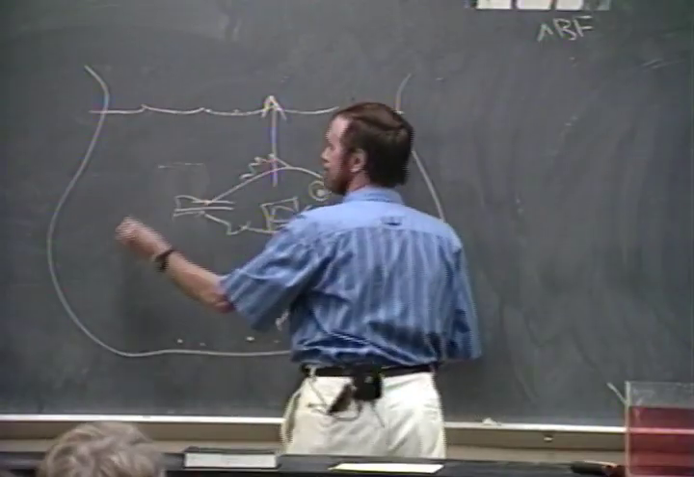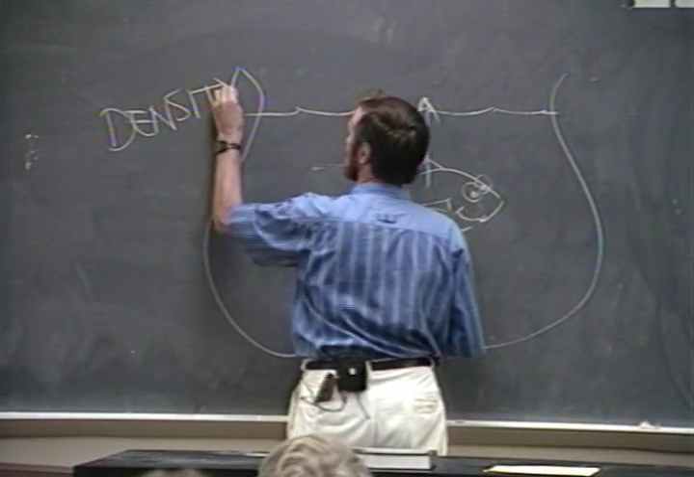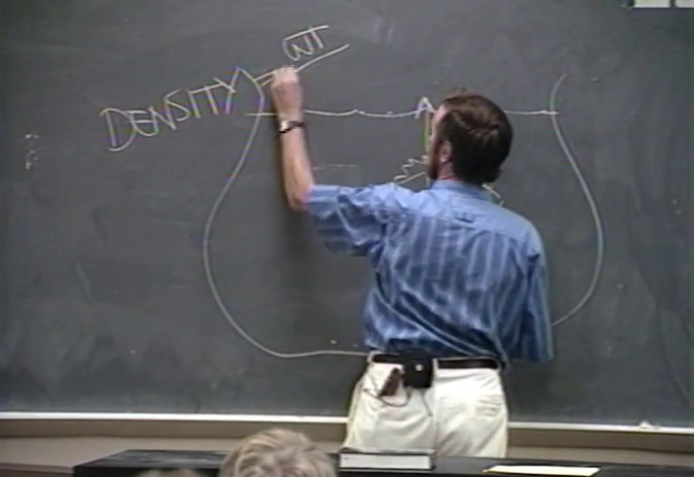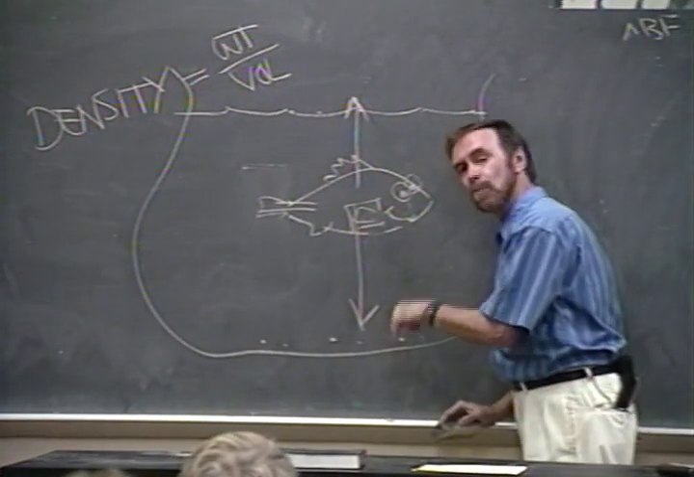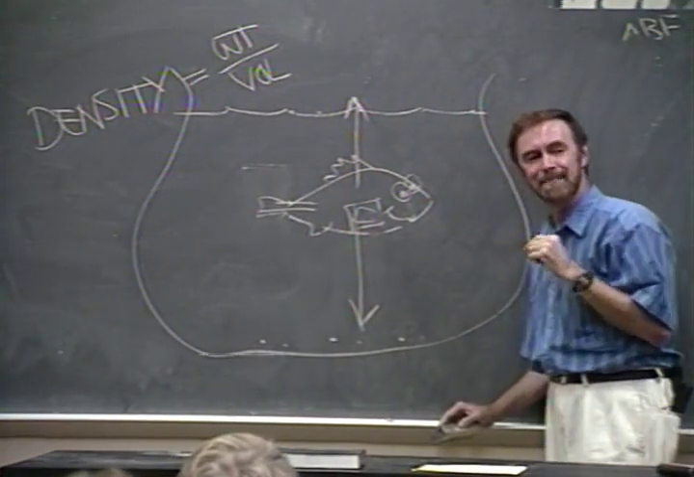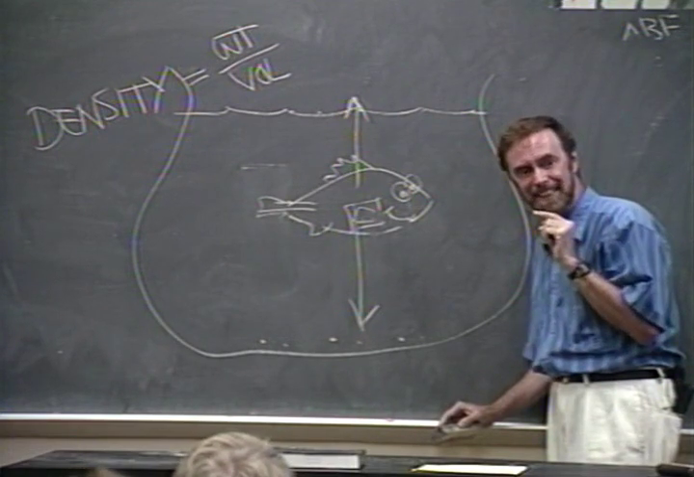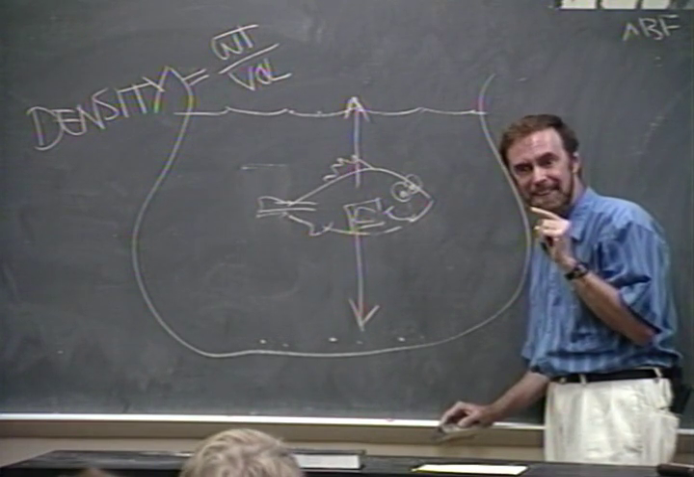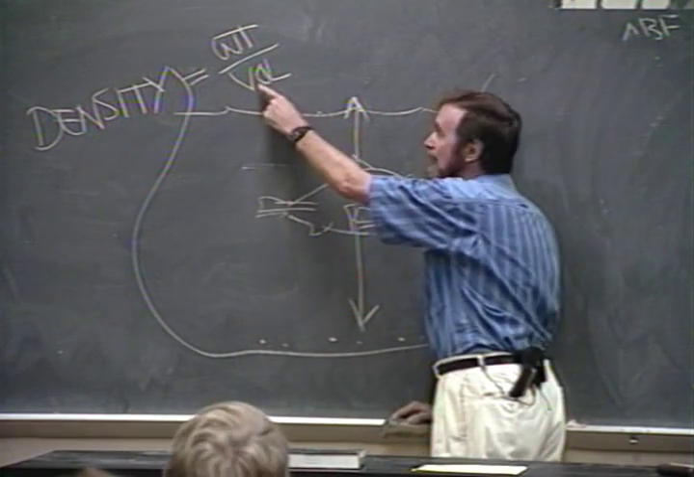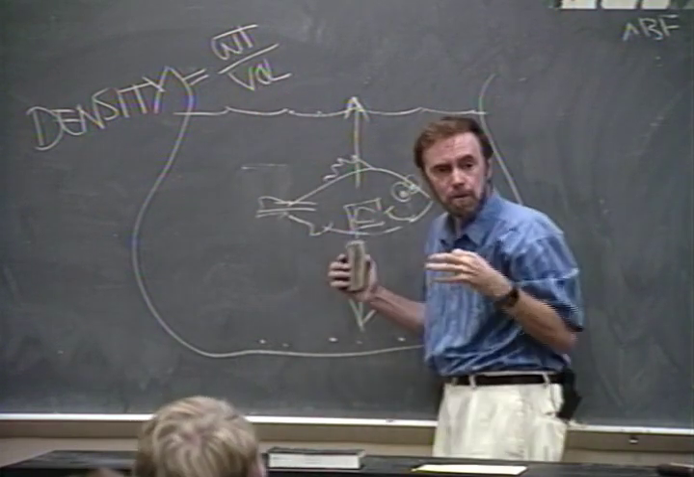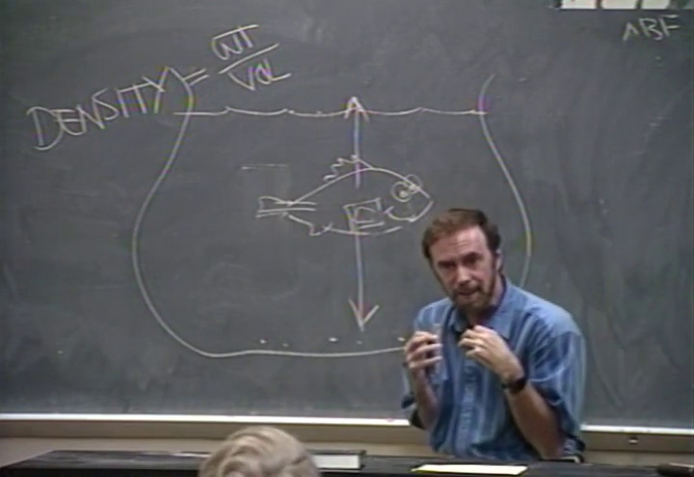Here's our little hint. If the fish is going to go down, what does the fish have to do to its density? Make it more or less? Is there any way for the fish to change its density? Yeah. What can it do? It can contract its air bladder. It can make its volume smaller. If it pulls in on its bladder, it'll sink, okay?